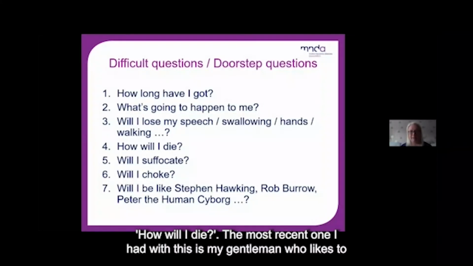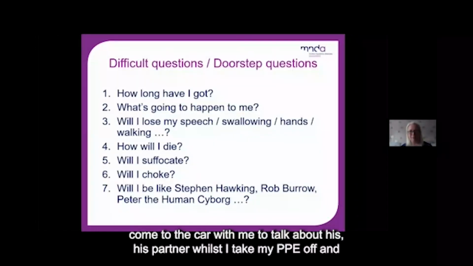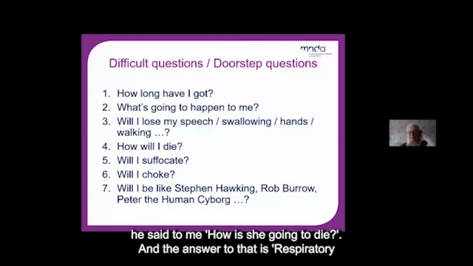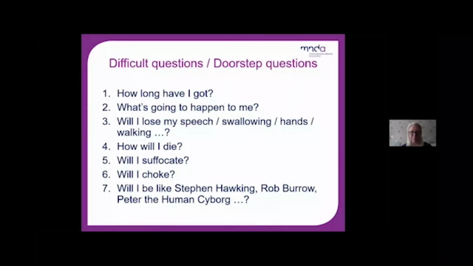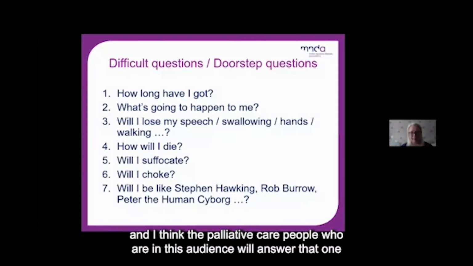How will I die? The most recent one I had for this is my gentleman who likes to come to the car with me to talk about his partner whilst I take my PPE off. And he said to me, how's she going to die? And the answer to that is respiratory failure. You're going to die from respiratory failure. And I think the palliative care people who are in this audience will answer that one better than I can.